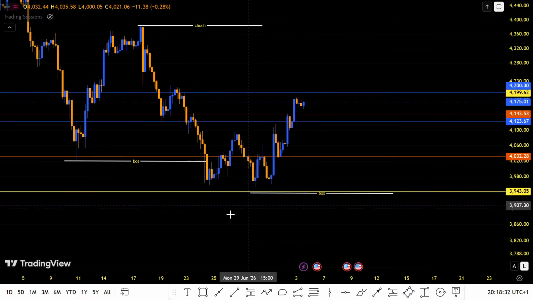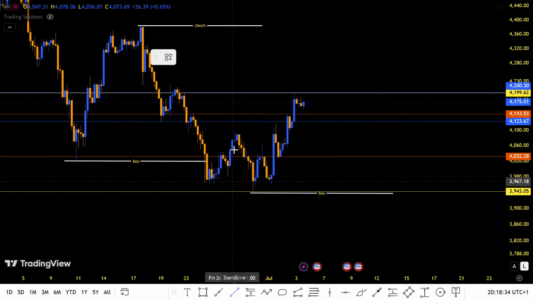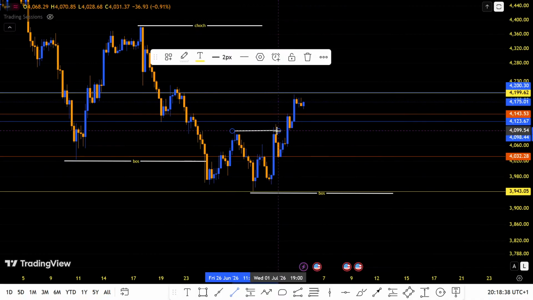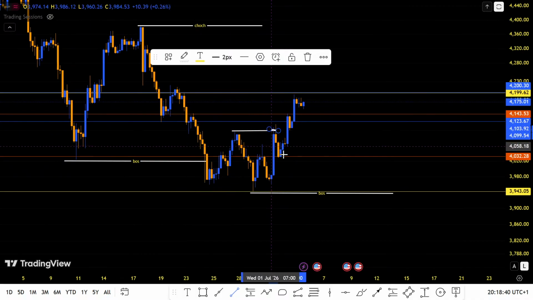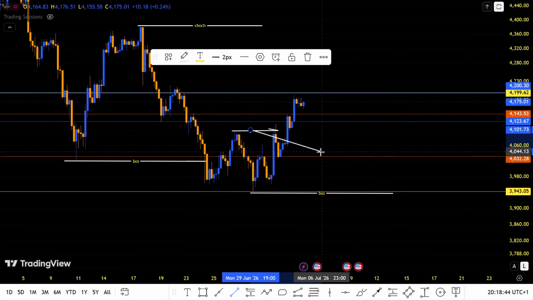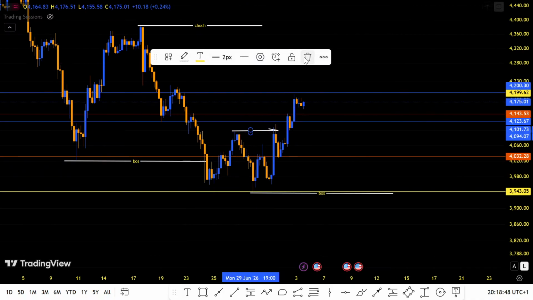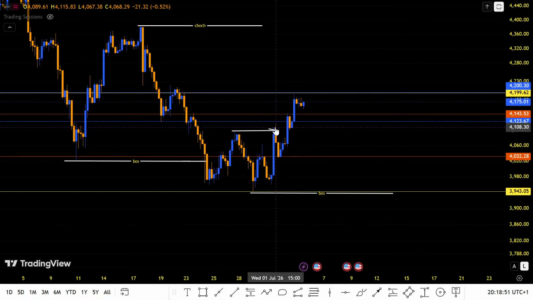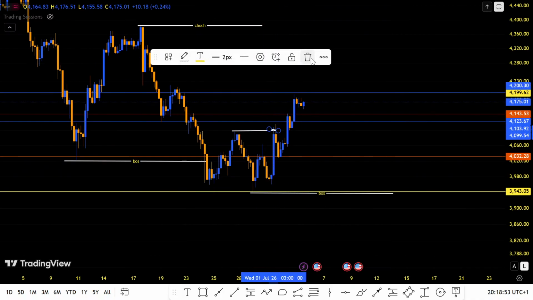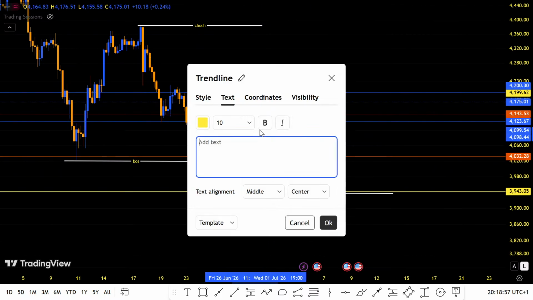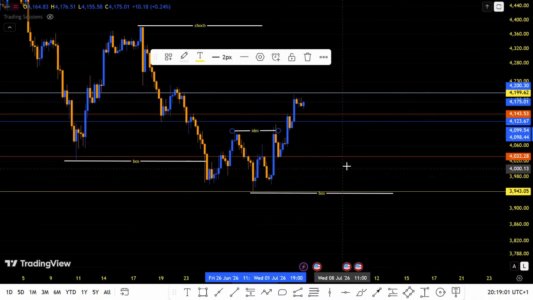Where was the inducement that market mitigated? Here was the inducement. Inducement is one of our key entry zones. We use it as one of our entry models when it is in the right place. By saying we use inducement as our key entry model when it is in the right place.